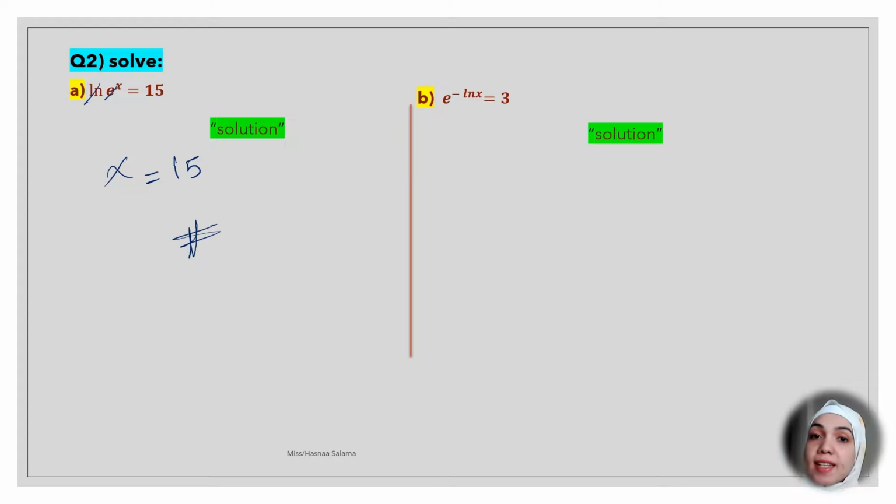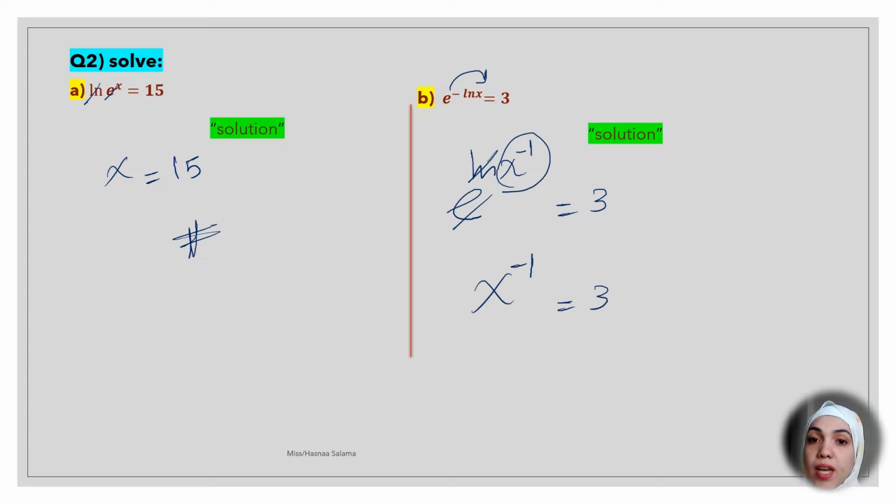How can we solve this? e power ln x, I will write a negative 1 up as a power, equal 3. The ln and e cancel together, I write only the number of ln, so x power negative 1 equal 3. Because I have a negative power, I will flip both, so x equal 1 over 3. Or I can say x power negative 1 is 1 over x equal 3. You can use cross-multiplication. Both ways are correct. Next.